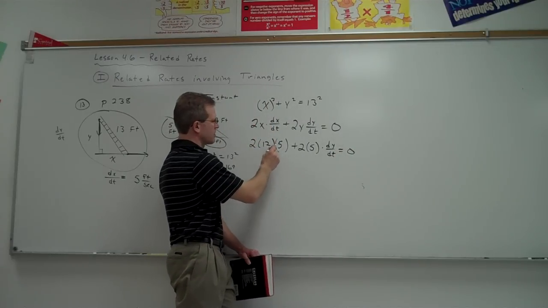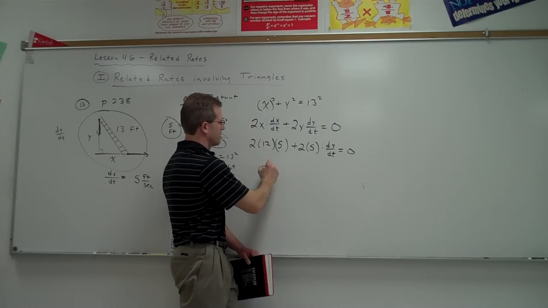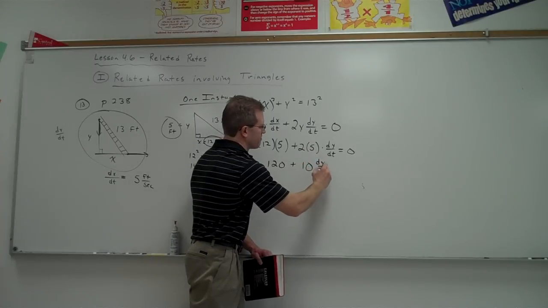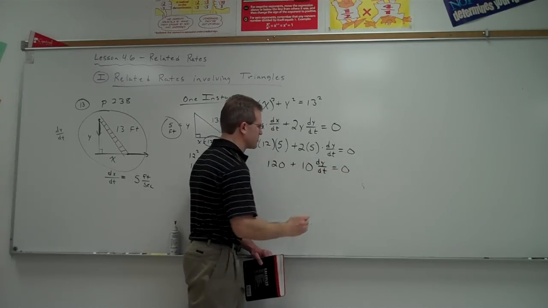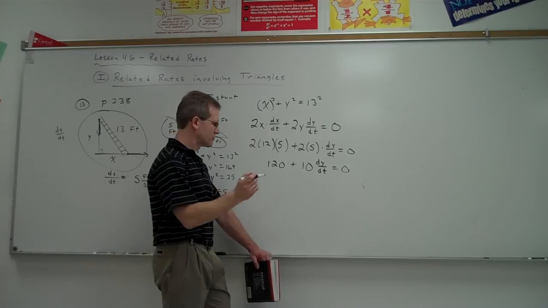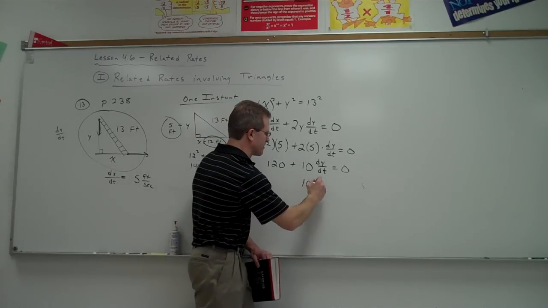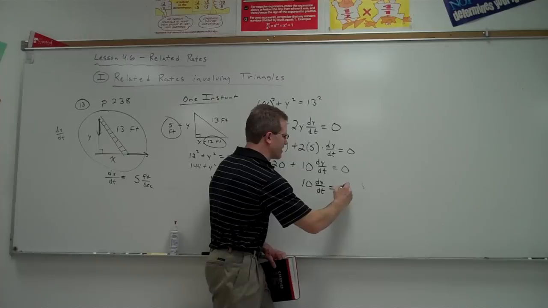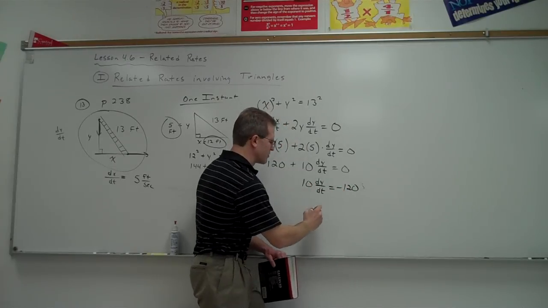So 2 times 12 times 5 is 120. 2 times 5 would be 10 dy dt equals 0. What's the next step? Subtract 120 off both sides. So you get 10 dy dt equals negative 120. Divide by 10 on both sides.